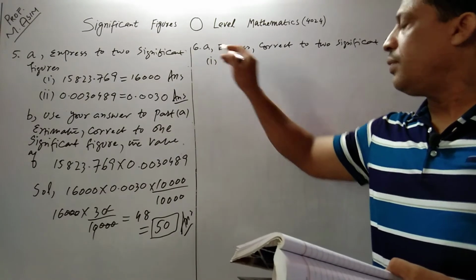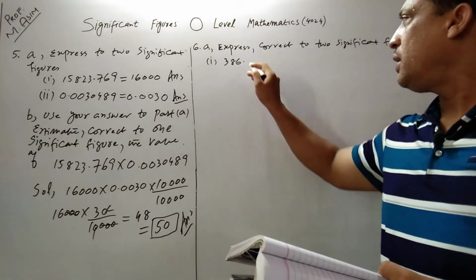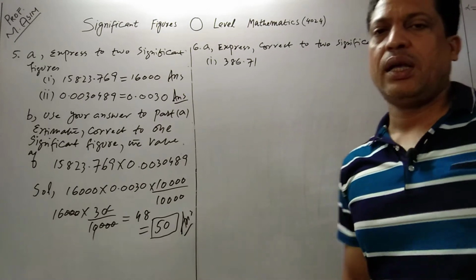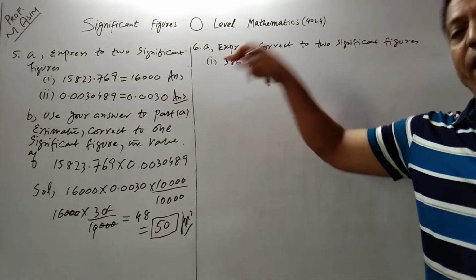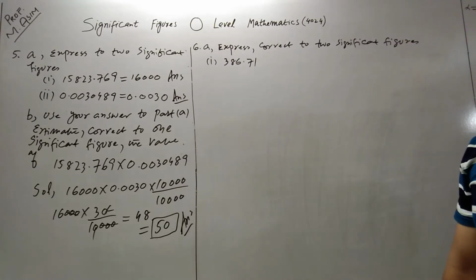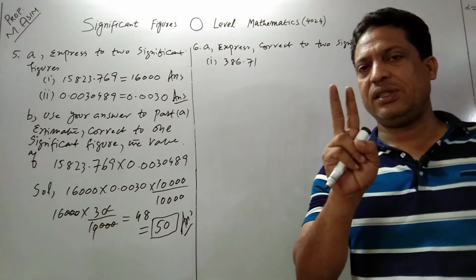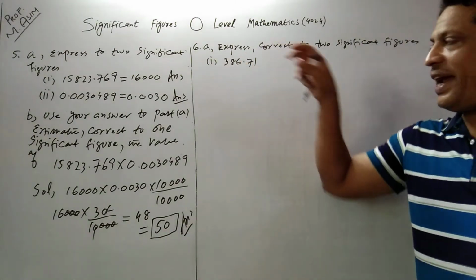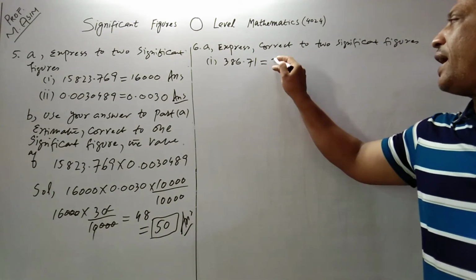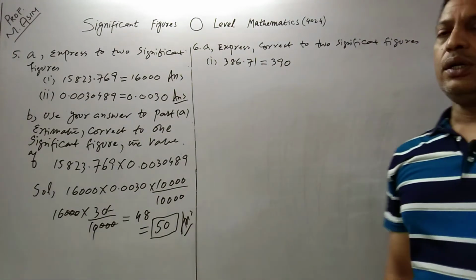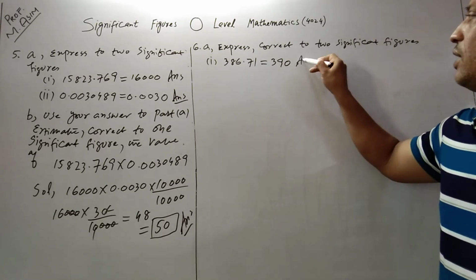Part 1, 386.71. Student, how many significant figures are there? 1, 2, 3, 4, 5. And how to convert 386.71 into two significant figures? Yes, you know 386.71 is very, very closest to 390. And in 390 there are two significant figures. So this is our answer.